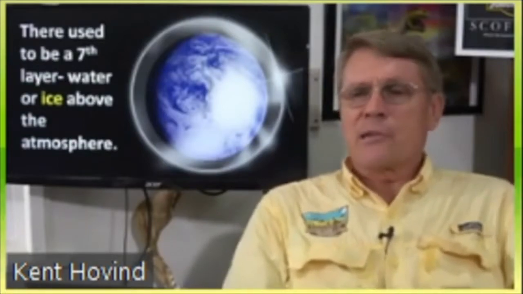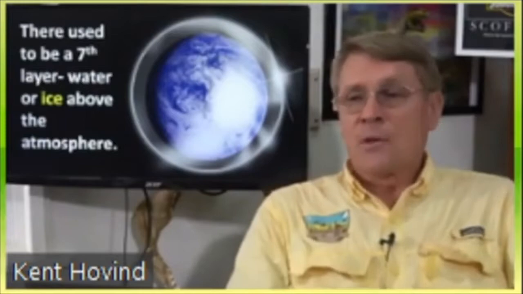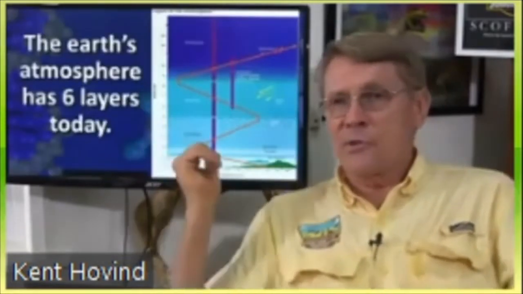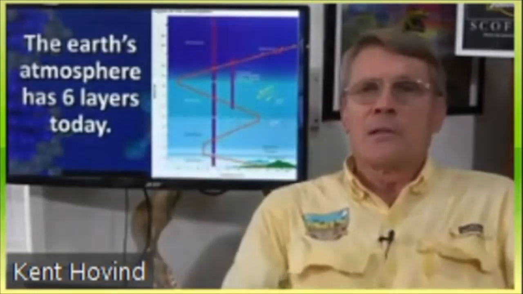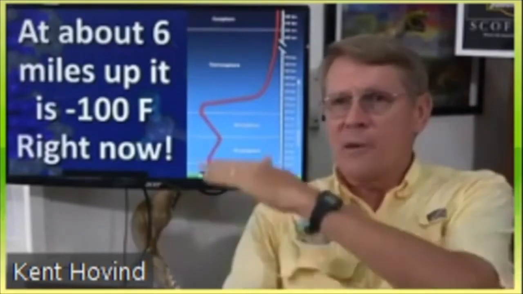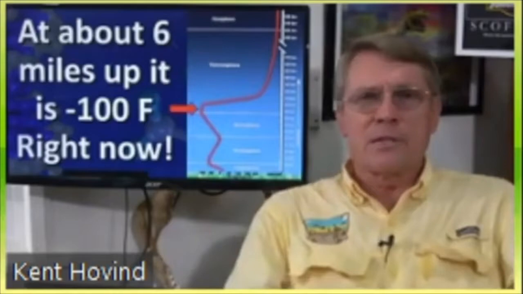I believe there used to be a seventh layer of our atmosphere. There are now 6 layers to the atmosphere: troposphere, stratosphere, exosphere, etc. The 7th layer was a layer of water or ice, probably above the atmosphere, probably 6 miles up, or in your metric system, that would be 10 kilometers straight up. There are some heat sinks up there. As you go up in the atmosphere, you get up a certain altitude, like 10 kilometers or 6 miles, and it's 100 below zero right now over our head here in Lenox, Alabama, where it's 95 degrees out there.